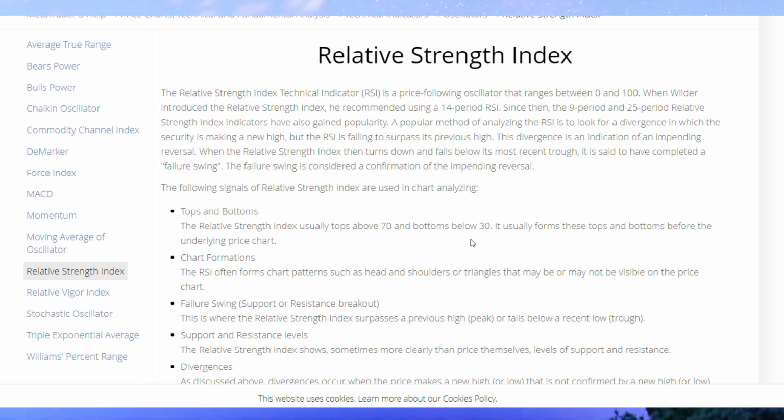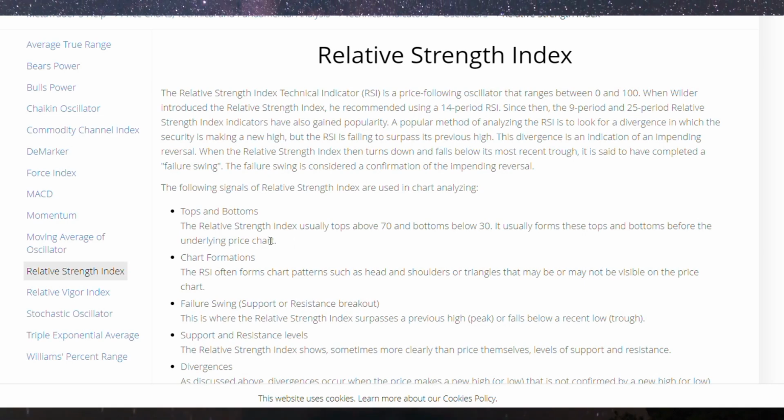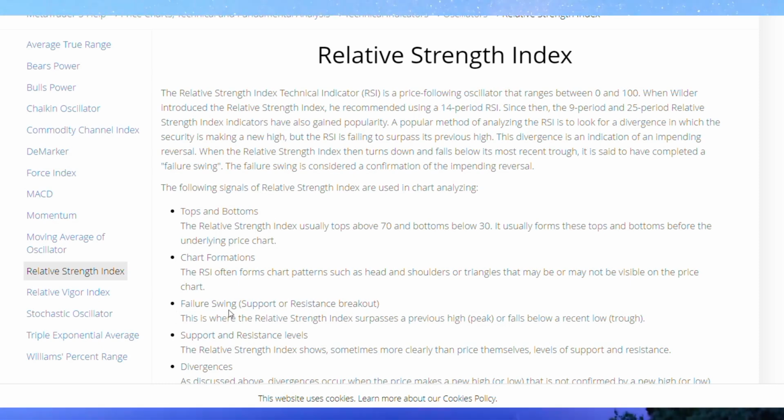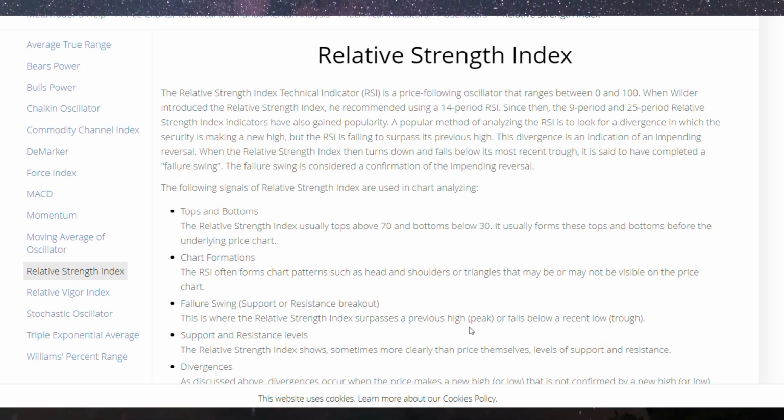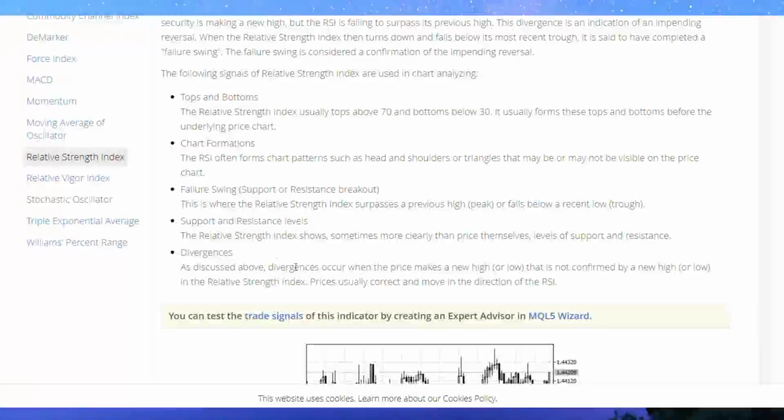Chart formations. Now, the chart formation, the RSI often forms chart patterns such as head and shoulders or triangles that may or may not be visible on the price chart. Failure swing, support or resistance breakout. This is where the Relative Strength Index surpasses a previous high peak. Support and resistance levels, you can also look at that.